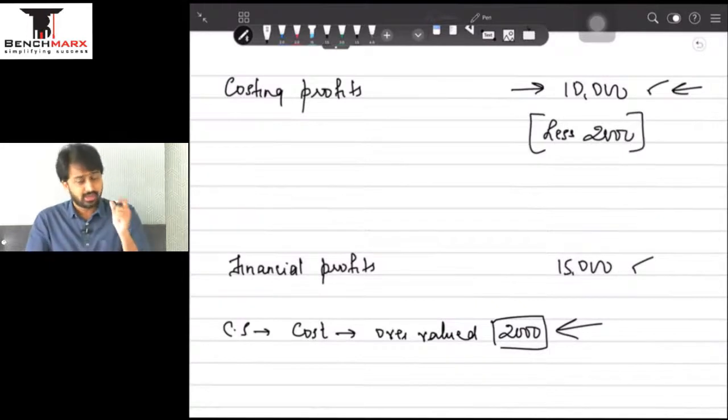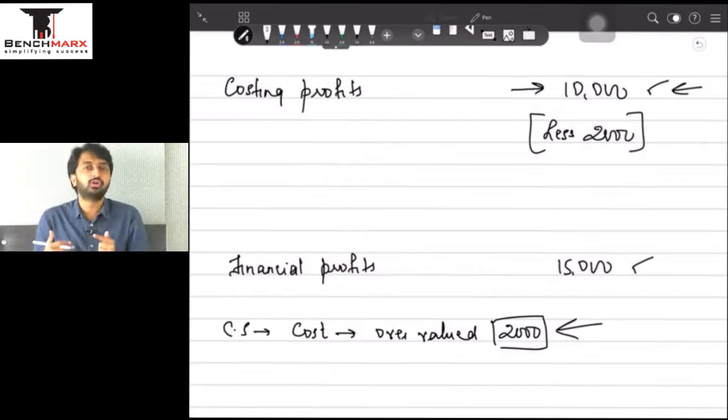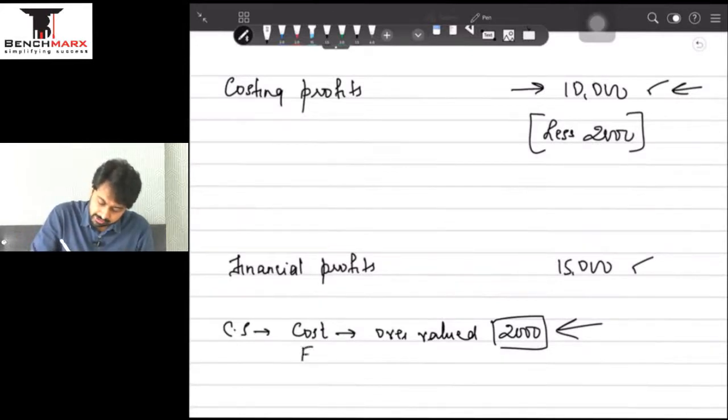That's the concept. Compare a transaction. Do not look at 10 and 15. Look at the transaction's impact. This transaction of overvaluing closing stock has led to costing profits being more. Since we are starting from costing profits, these profits are more. That means we are traveling from more to less. So I will do subtract. Similarly, let us take one more example. कि in the financial records, you have an interest income.